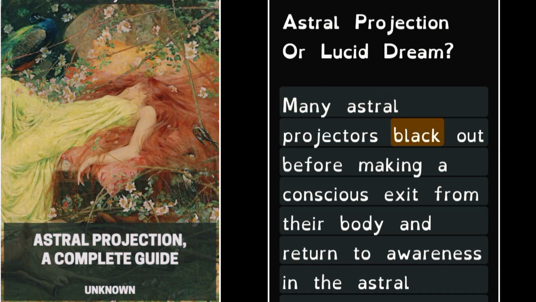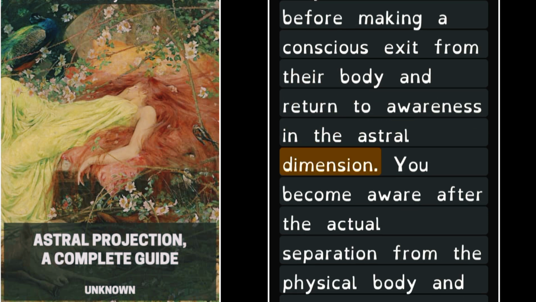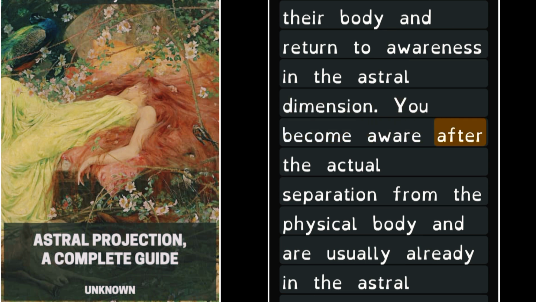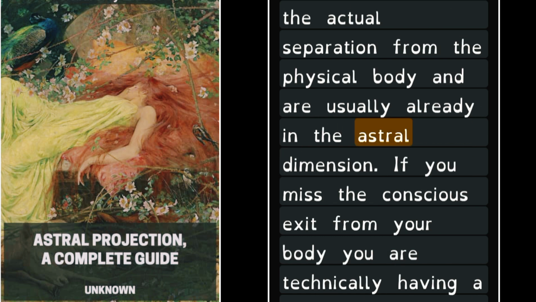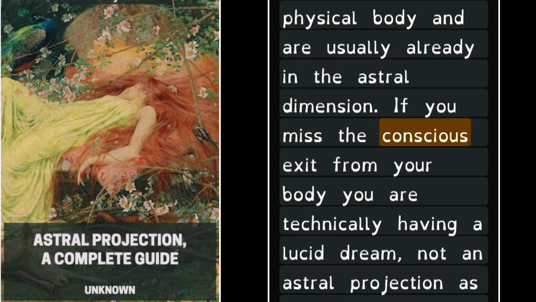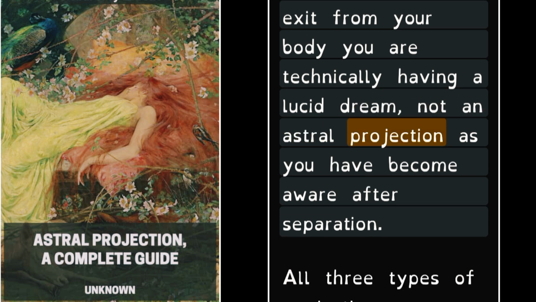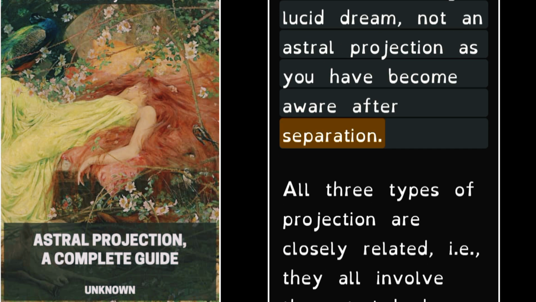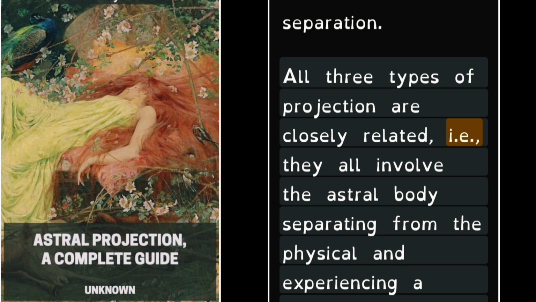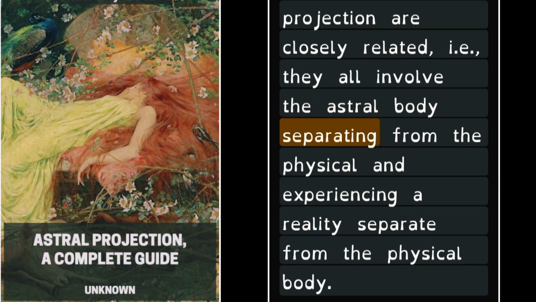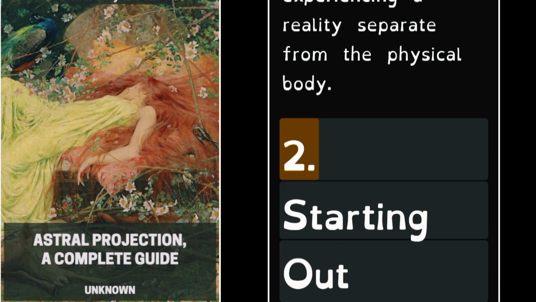Astral projection or lucid dream. Many astral projectors black out before making a conscious exit from their body and return to awareness in the astral dimension. You become aware after the actual separation from the physical body and are usually already in the astral dimension. If you miss the conscious exit from your body, you are technically having a lucid dream, not an astral projection, as you have become aware after separation. All three types of projection are closely related. That is, they all involve the astral body separating from the physical and experiencing a reality separate from the physical body.